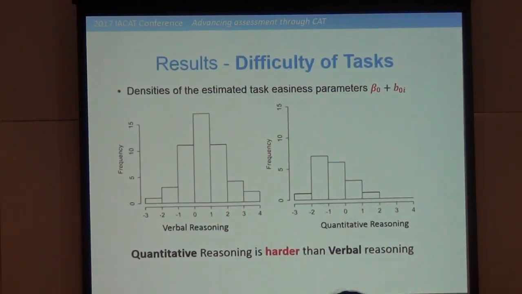And this is another way I want to show you the difficulty of tasks: the estimated task easiness parameters, beta zero plus b0i. We can see that in the verbal section it is a nearly normal distribution, but in the quantitative section it is highly skewed. So it confirmed that quantitative reasoning is harder than verbal reasoning.